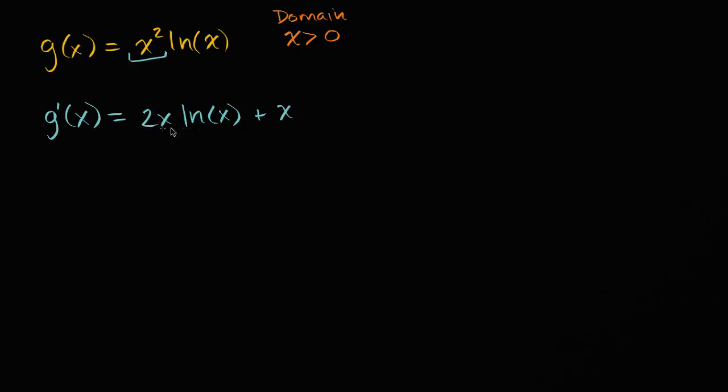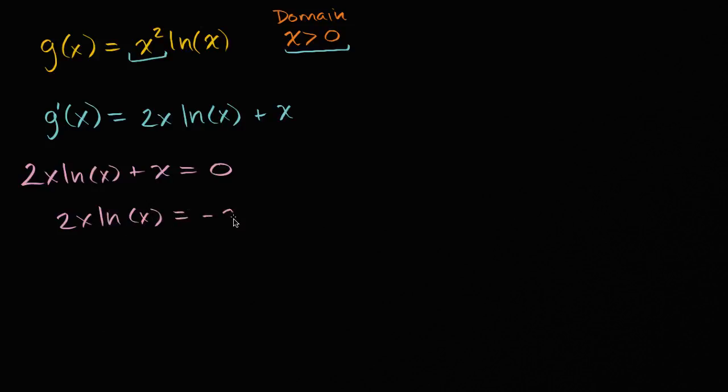So now let's think about the critical points. Critical points are points in the domain, so they're going to have to satisfy x is greater than 0, such that g prime is either undefined or it is equal to 0. So let's first think about when g prime is equal to 0. So let's set it equal to 0. 2x natural log of x plus x is equal to 0. Well, we could subtract x from both sides of that. And so we get 2x natural log of x is equal to negative x.